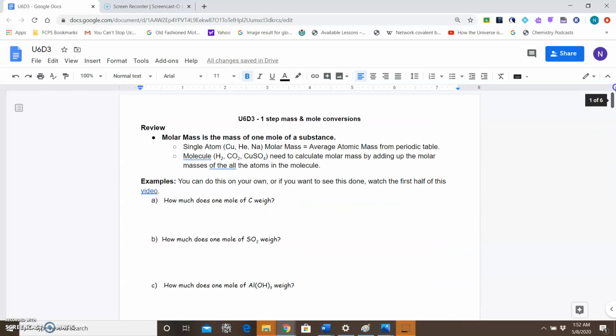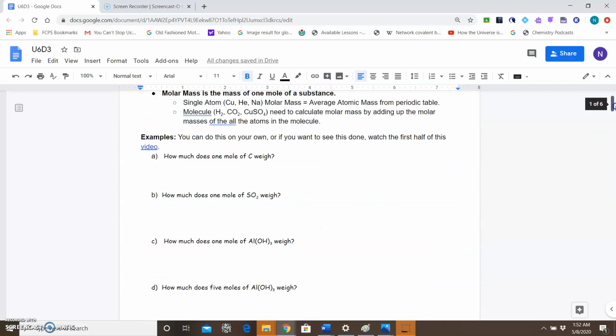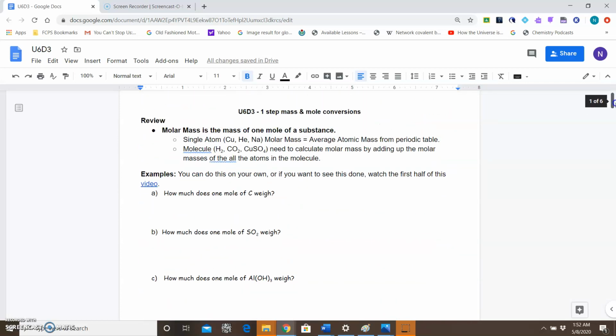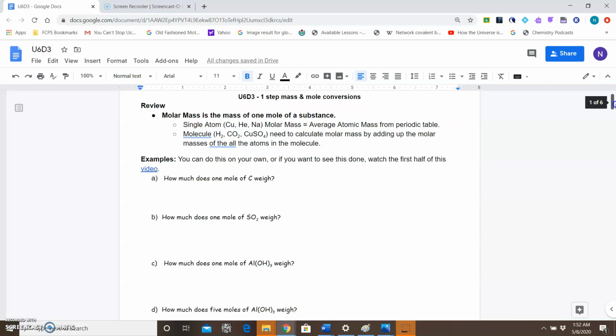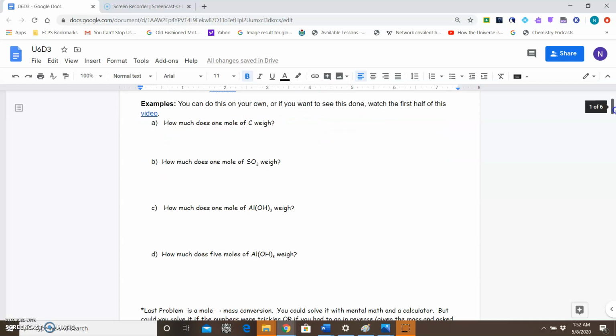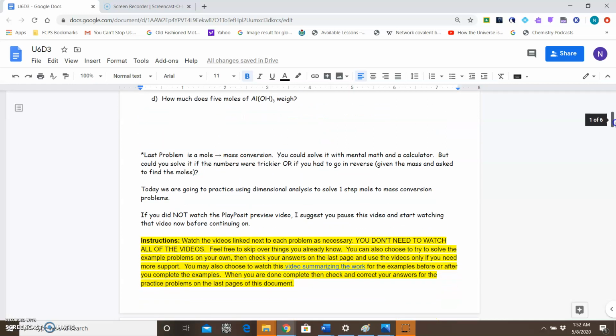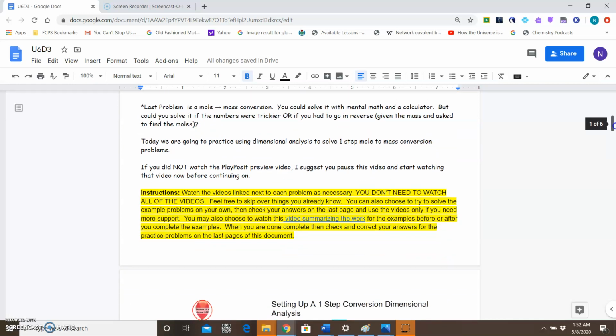Okay, so how do you navigate this document? First off, starting with the review. The review is sort of optional since we covered this in Day 2, but it is useful. In terms of the review, it's just going over the molar mass things and how we calculate molar mass, which you'll be applying here. And then it introduces you to what we'll be doing in today's lesson.